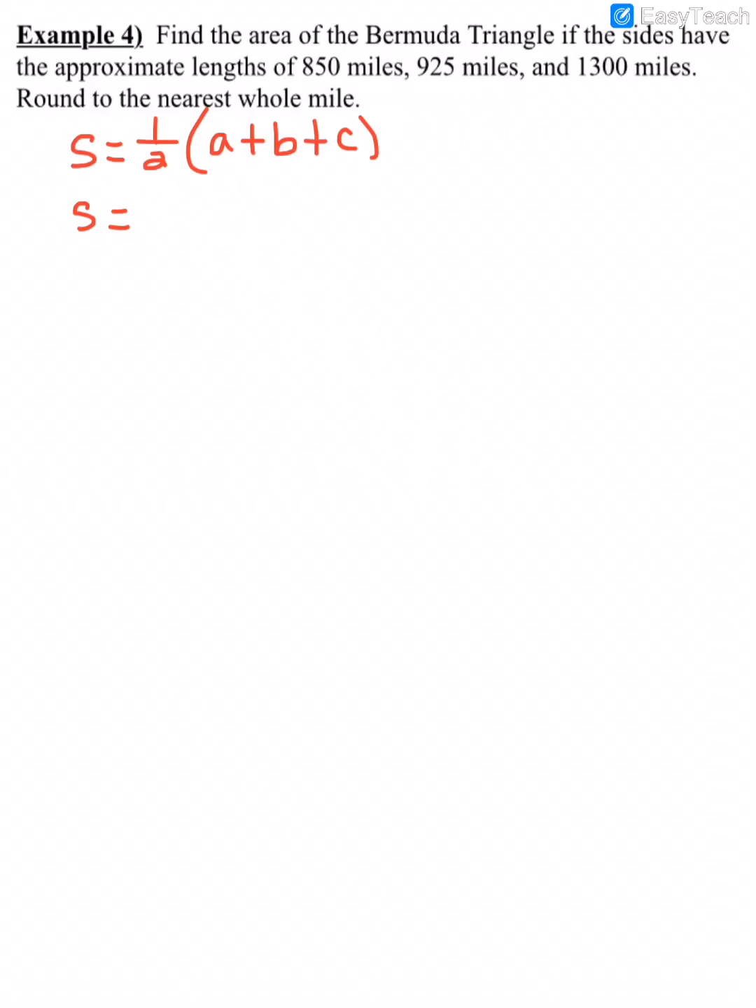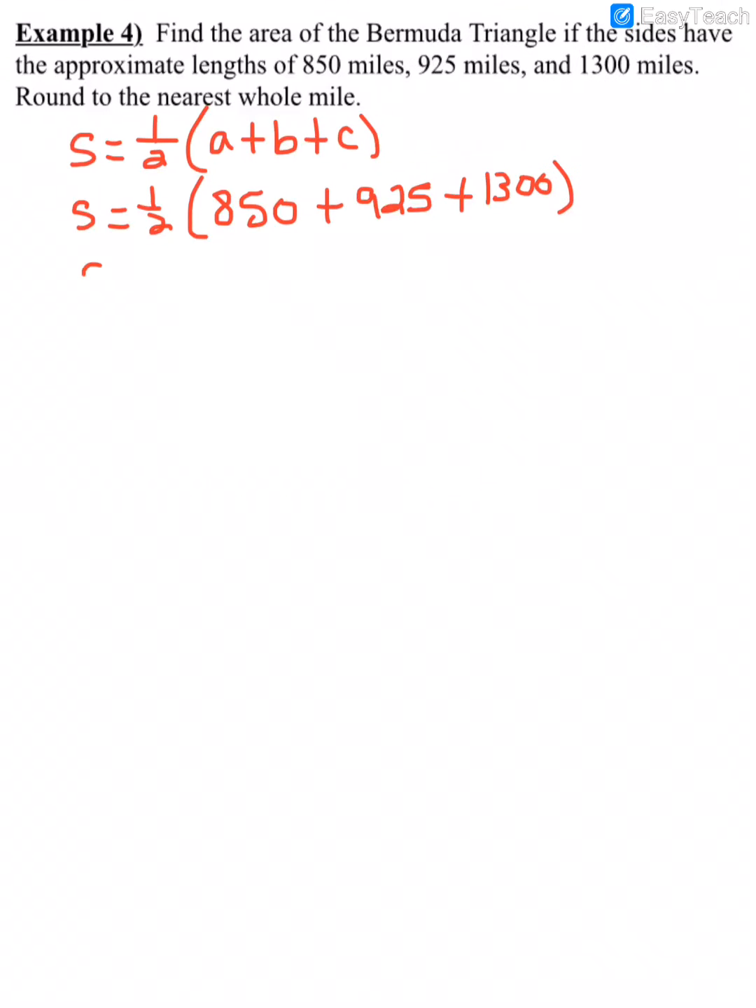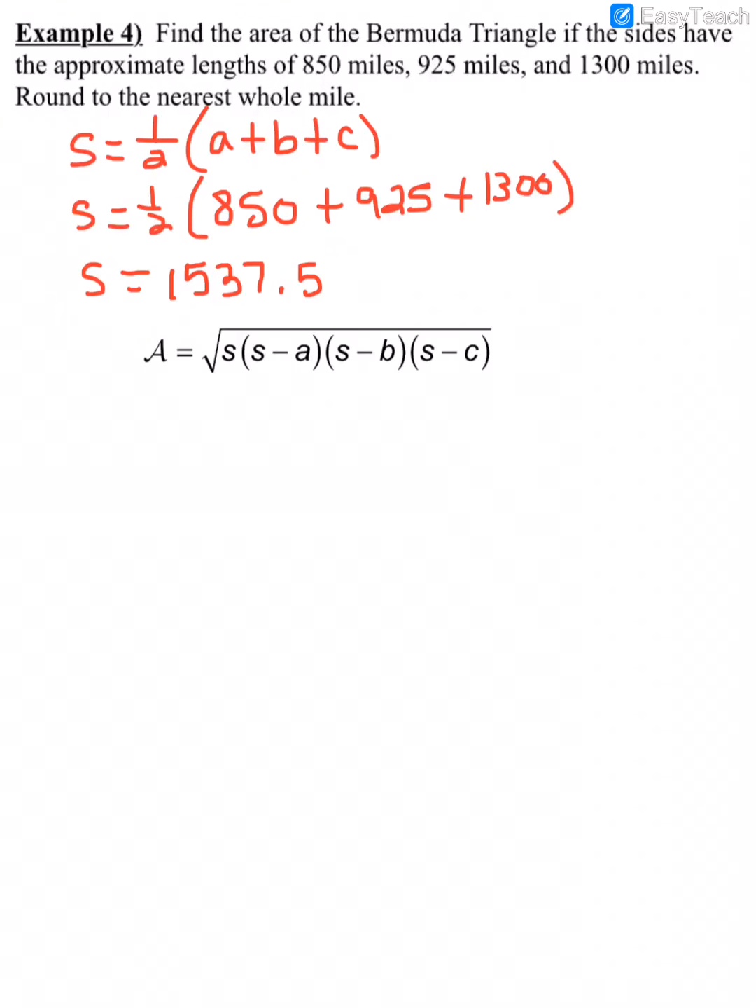Okay, so that would just be half of all of these sides added together. And we get that S is 1,537.5 miles. Okay, so now Heron's formula is this. So now that I have S, I can plug all of this information into the formula.